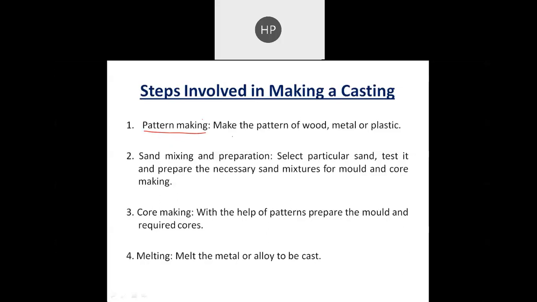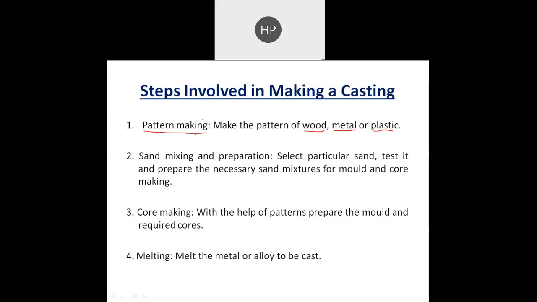Now that pattern can be made of various materials like wood. We can also make it from metals, plastic, wax, plaster. So different materials are available, and depending upon the requirement and the availability, and what kind of product we are making, we select the pattern material and make the pattern accordingly. While making the pattern, there are certain allowances that we have to keep in mind. What are those allowances? We will see that in an upcoming lecture.